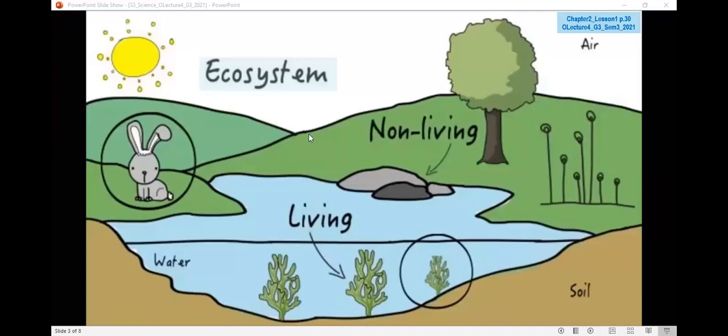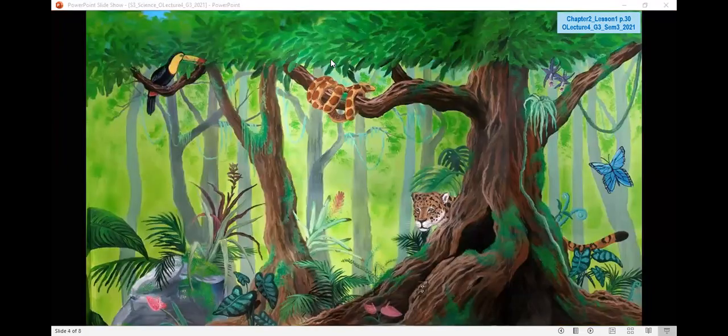An ecosystem, as I said, is made of the living things, which are the plants and the animals, and also people, and the non-living things they use, like the rocks, the air, the sun, and water. There are different examples of ecosystems. What do we call this ecosystem?